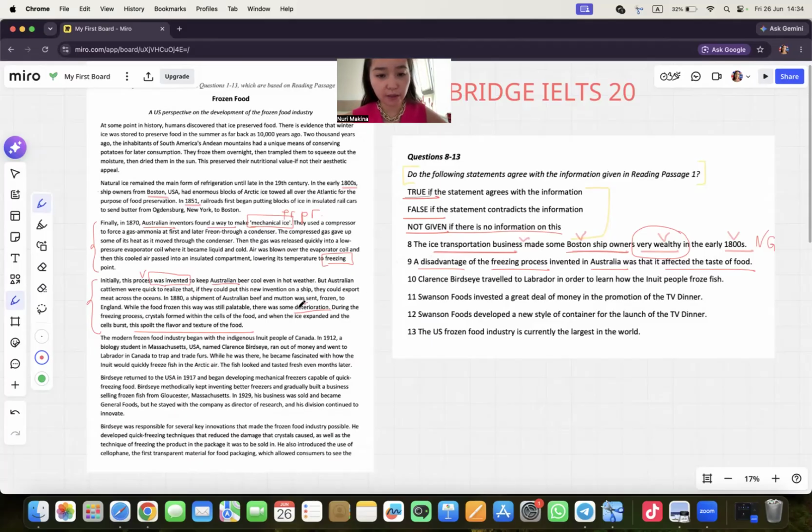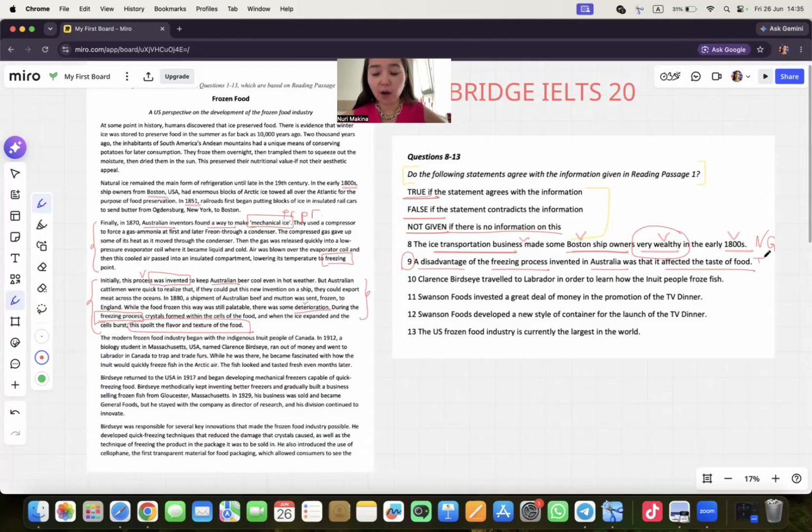The other way to say disadvantage is deterioration, and it affected the taste of food, which is here, it's spoiled. Okay, this spoiled. This freezing process was mentioned over here as well. So yes, the answer is in the fourth paragraph, and this disadvantage, yes, that is it affected the taste of food. And as you can see, everything matches. So we mark this statement true because information in statement 9 matches with the information in paragraph 4. So that's why it's true.